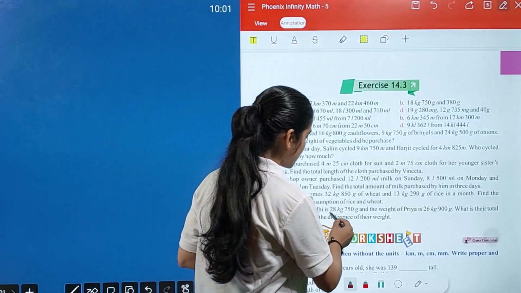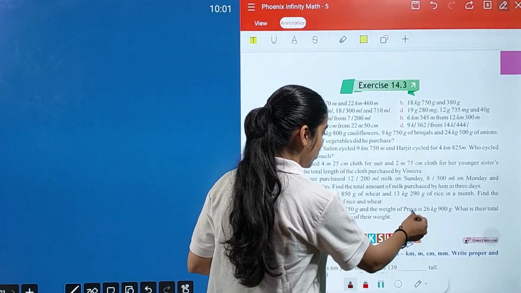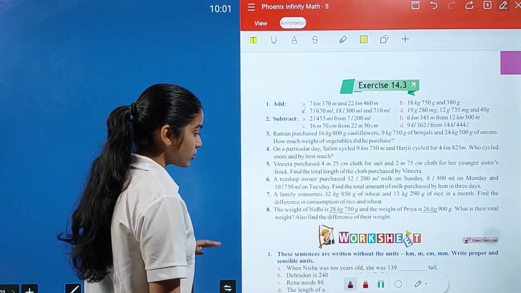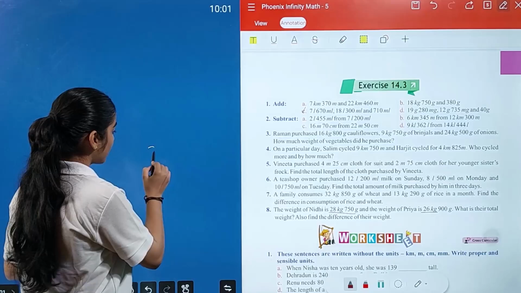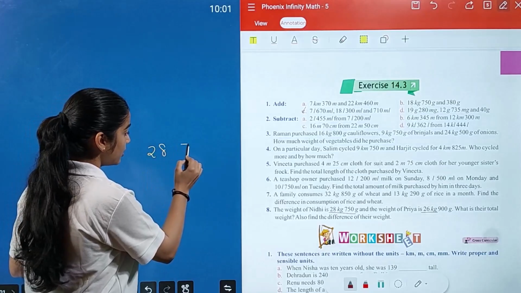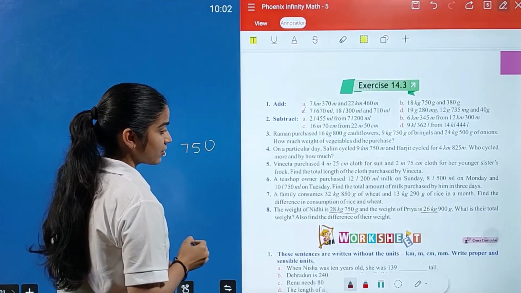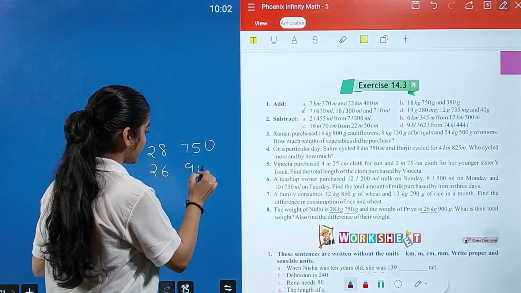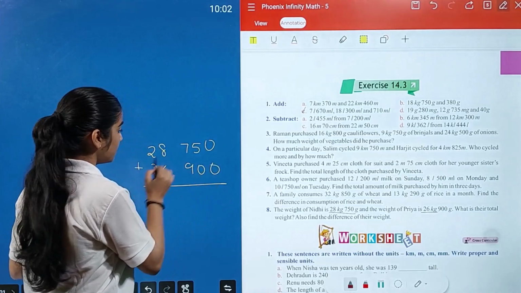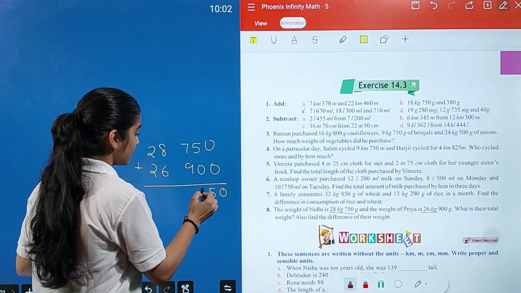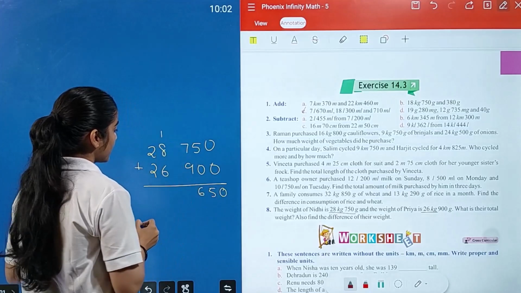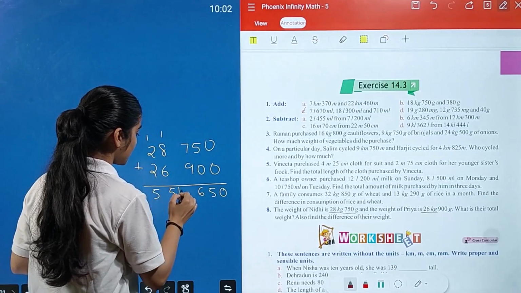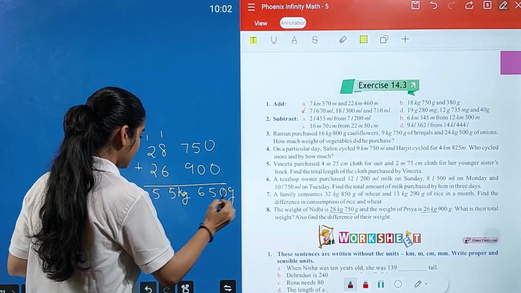The weight of Nidhi is 28 kg 750 gram and the weight of Priya is 26 kg 900 gram. What is their total weight? Also find the difference of their weight. So we have to find the total and difference as well. So 28 plus 750 and 26 900. So first we have to add them. 0, 5, 16, 1, 12, 13, 14, 15, 1 and 5. So the sum is 55 kg 650 gram.